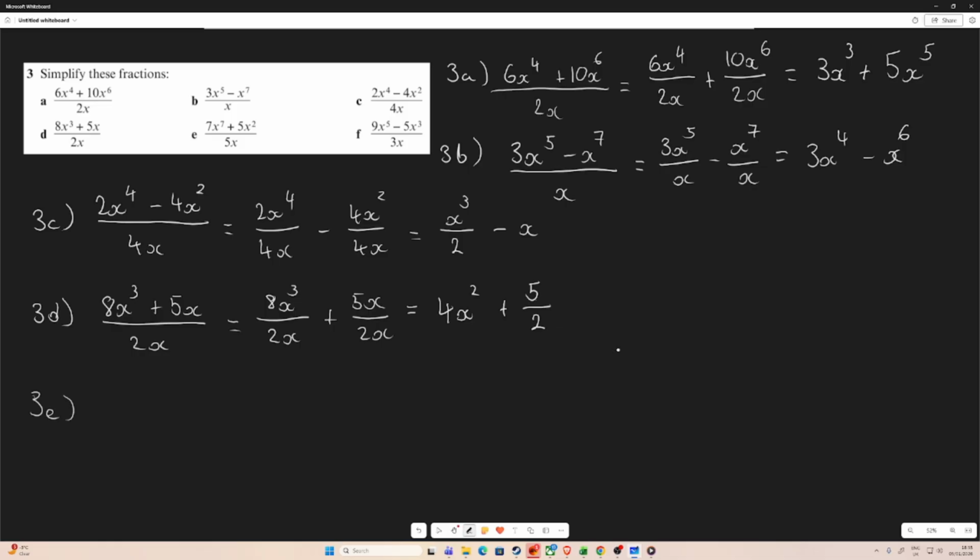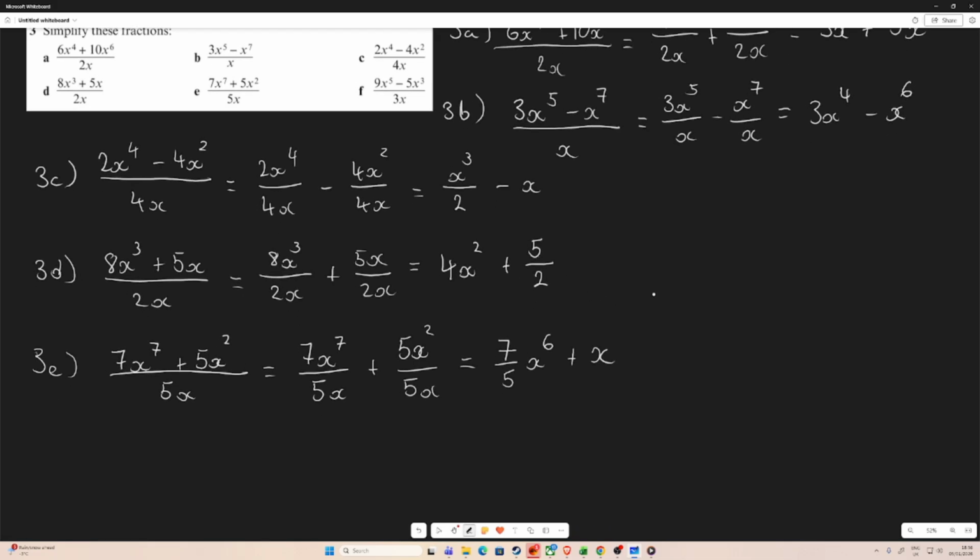3e. Let's write it out. So 7x to the power of 7 plus 5x squared divided by 5x. Nothing new, we're going to do exactly the same thing. So 7x to the 7 divided by 5x plus 5x squared divided by 5x. 7 over 5 cannot really be simplified, so we'll write it as 7 over 5 x to the power of 6 plus 5 over 5 is 1, and x squared over x is just x.